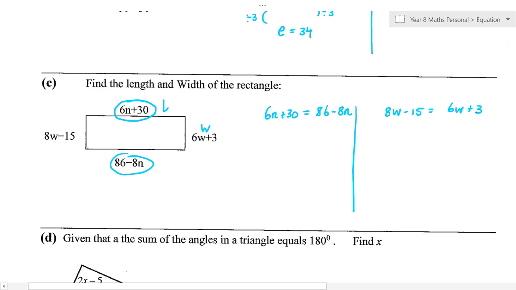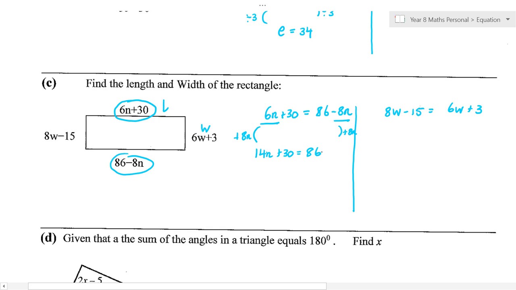Now, look, I set it out like this for a reason. I see quite a few of you just setting out all sorts of crazy ways, and I want you to please try and set it out like this. Now, we're looking at the greatest value of n, that's 6. So that means we need to do the opposite of minus 8n, which is plus 8n. So we add 8n to both sides. And on the left-hand side, we've got 14n plus 30 is equal to 86.